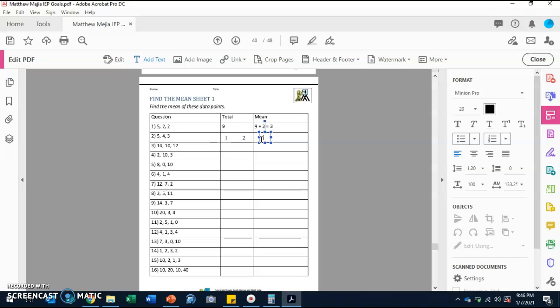So our mean here is 4. But the way we would write it, we would put 12 divided by 3 equals 4. And 4 is our mean.